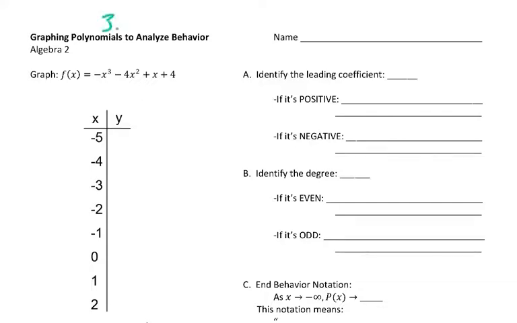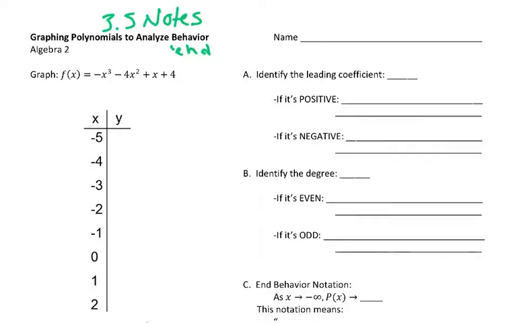Alright, so here we are with our 3-5 notes for Algebra 2. We're talking about graphing polynomials to analyze something called end behavior. So, basically what you want to be able to do with these types of problems is be able to look at an equation and kind of visualize what the image would be without actually having to have it graphed.